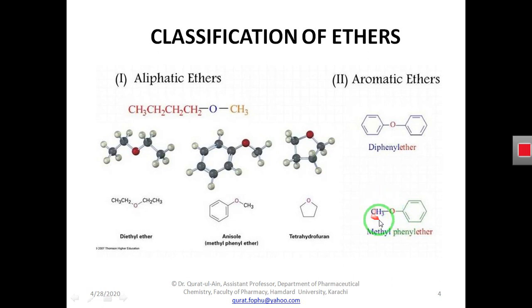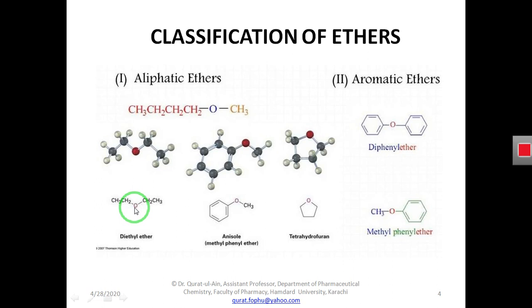We see here this is the ether group, where an oxygen atom is attached to another methyl or alkyl group. And we are saying that this is diethyl ether, an aliphatic ether, and here we can see in this diethyl ether two ethyl groups are attached to an oxygen atom.